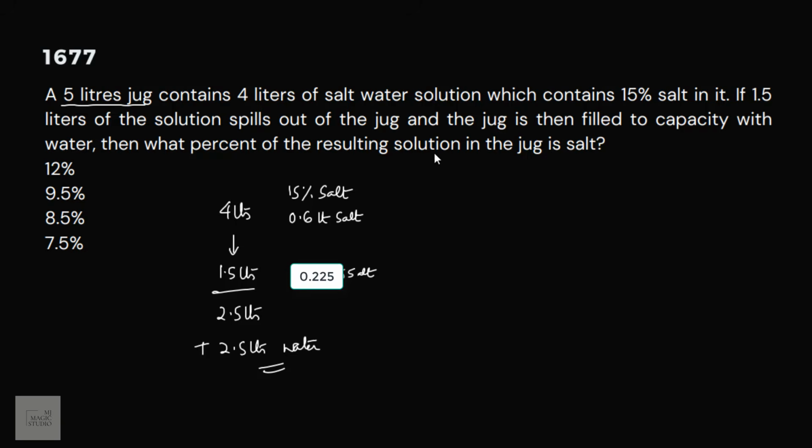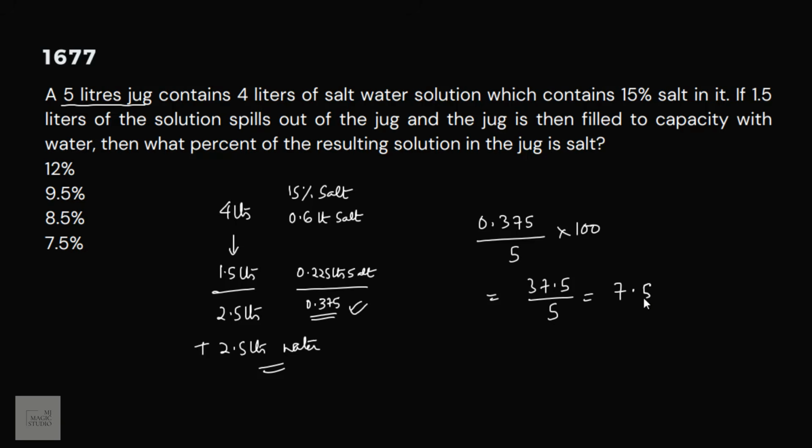Then what percentage of the resulting solution in the jug is salt? Now salt is 0.6 minus 0.225 we do. So what percentage of the resulting solution in the jug is salt? We have salt 0.375 out of 5 liters into 100. That would be 37.5 by 5, that is 7.5% salt. That is in option D.